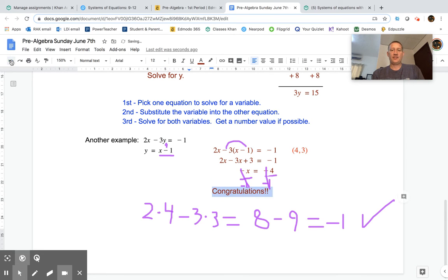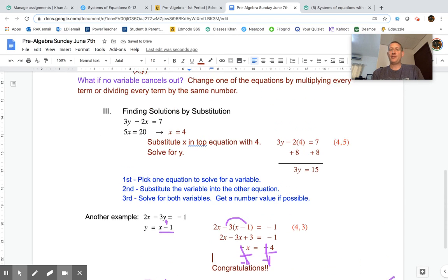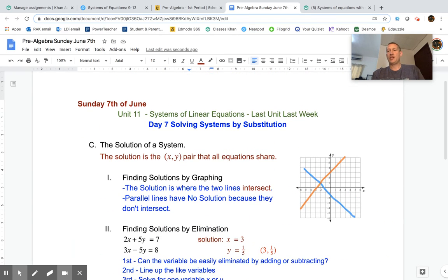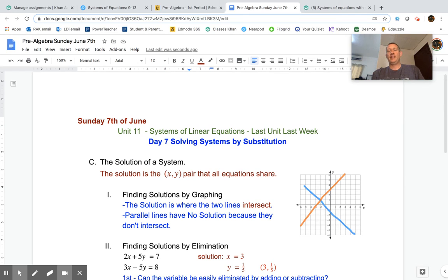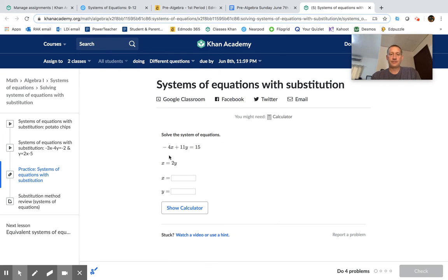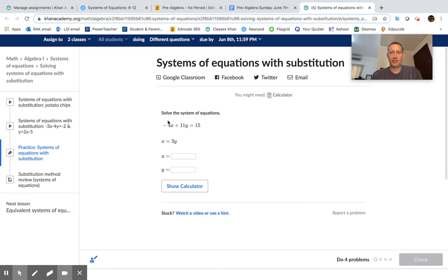Okay? So congratulations, guys. That's pretty much it. This is the last type of method that we're going to be learning. We'll talk about it a little bit more tomorrow. And let's go ahead and look at your Khan Academy. So here's an example of a Khan Academy problem. I don't know if you can see it. It might be small for you.